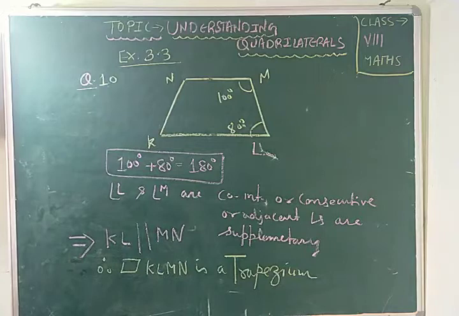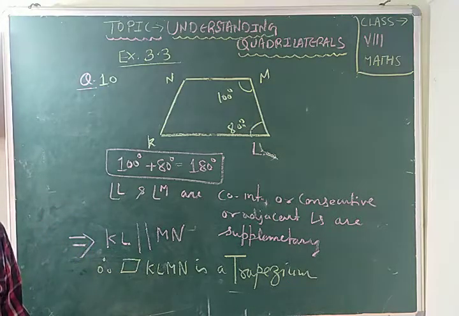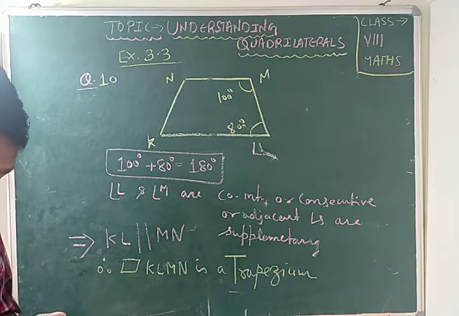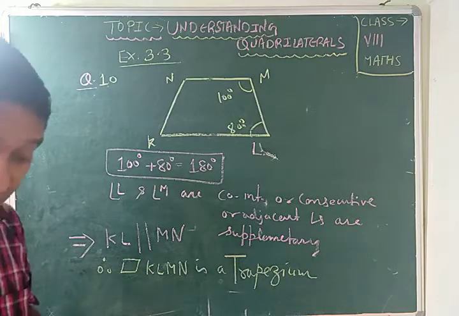Next is what? The last question, question number 11. Question number 12, we are not doing; this is excluded and is not related to your syllabus. So question number 11: find the measure of angle C in the figure 3.33 if AB is parallel to DC.